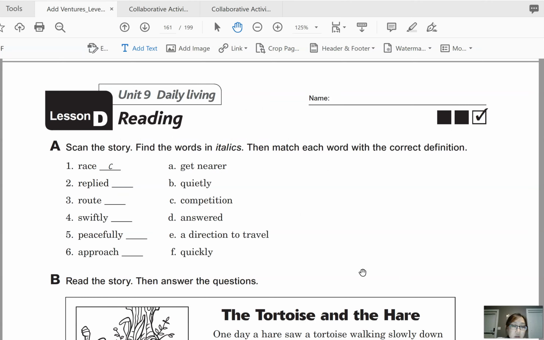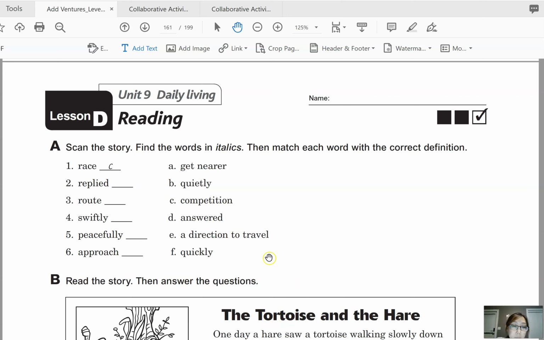Today we are going to do lessons E and F of Unit 9, but before we do that, we are going to review lesson D. So go ahead and look at this worksheet, and exercise A says scan the story.